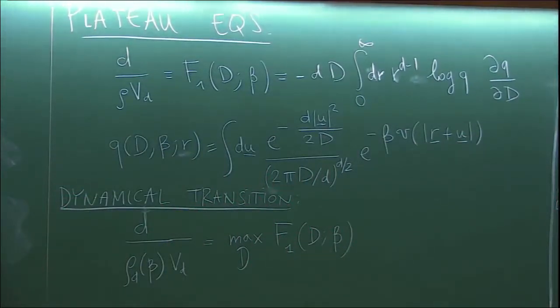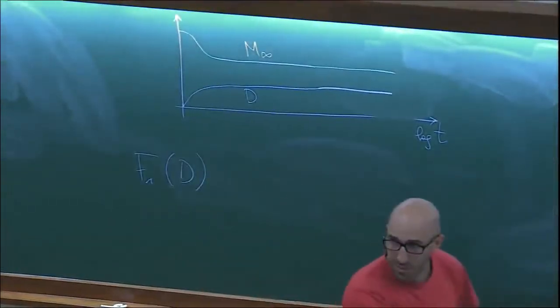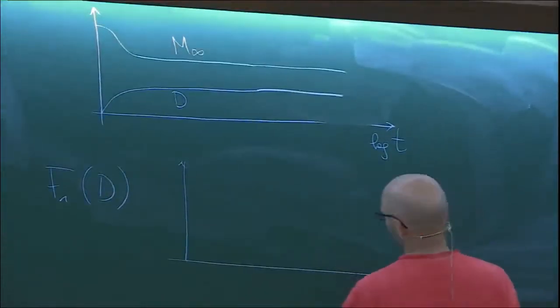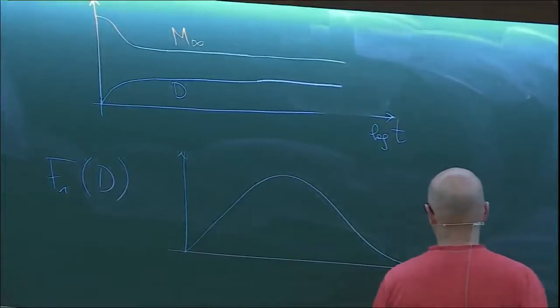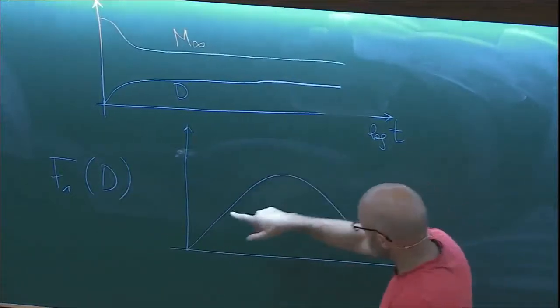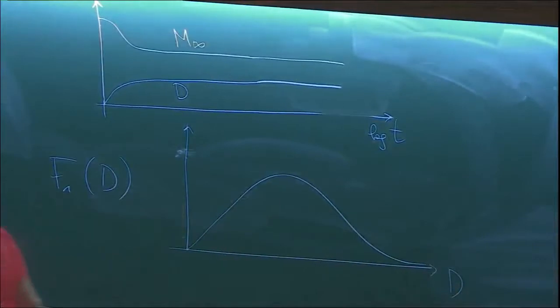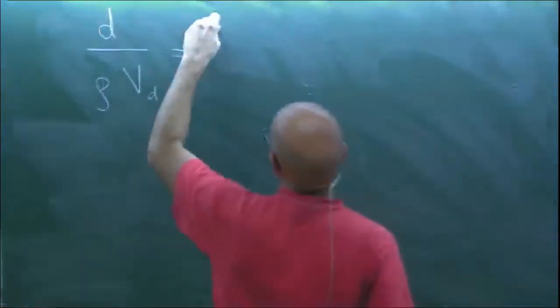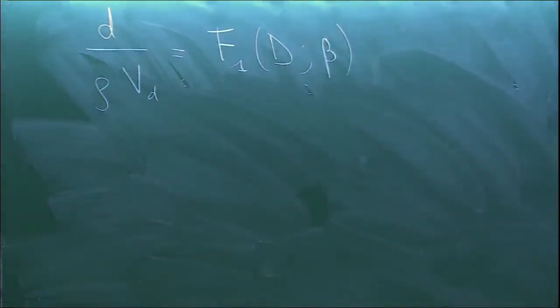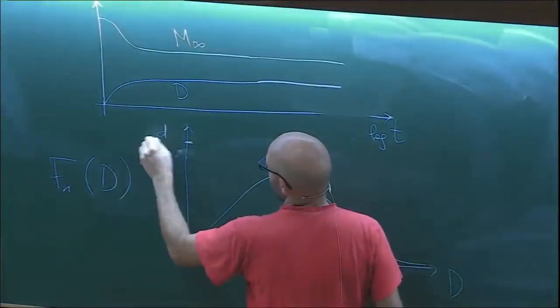So what is the shape of this function f1? Let me first discuss it, and then I will copy it. For example, if you take hard spheres, it will not depend on beta, of course, because the exponential of minus beta v is a step function. As a function of d, the function f1 has this shape. And what you want to do is to solve for the plateau. So you want to solve the equation that d over rho vd equals f1 of d, and maybe of beta if you have a soft potential. So you see that for a given value of density, this will be d over rho vd.